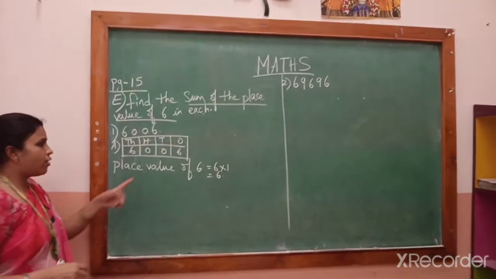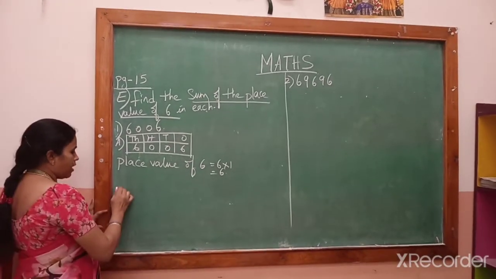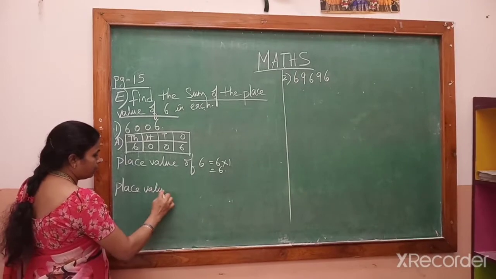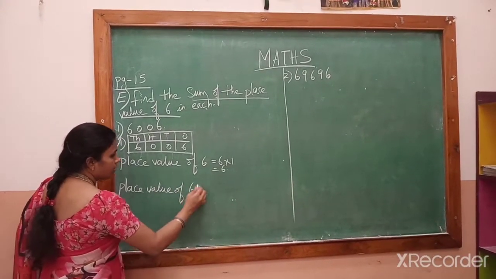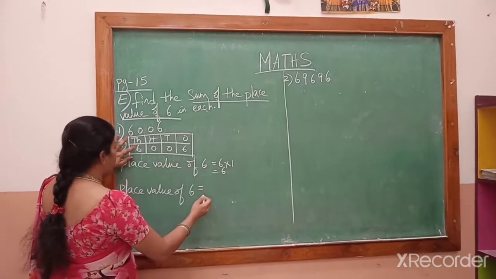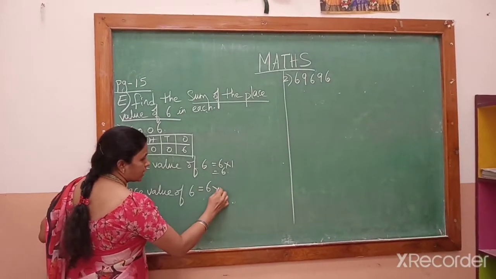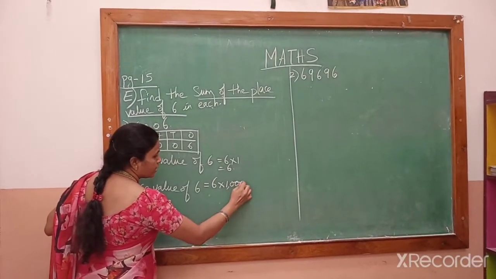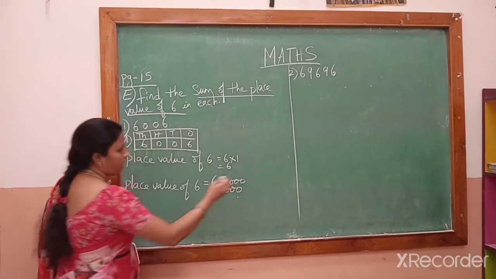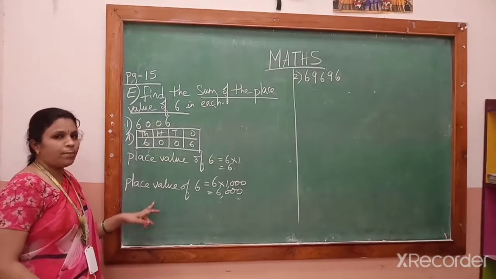So the place value of the first 6 is 6. Now take the next one, place value of 6. One more 6. That 6 is in which place? Thousands. So 6 is multiplied with 1000. 6 into 1000 is 6000. Now we got both the place values.